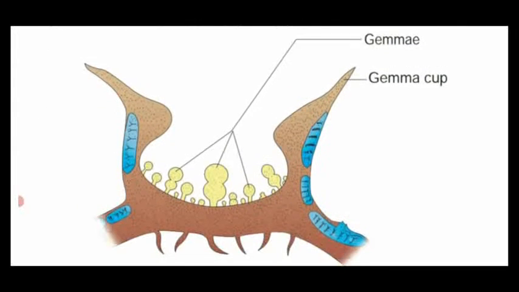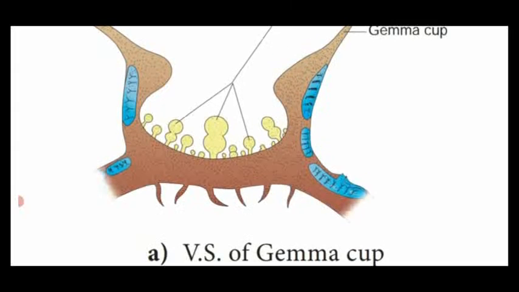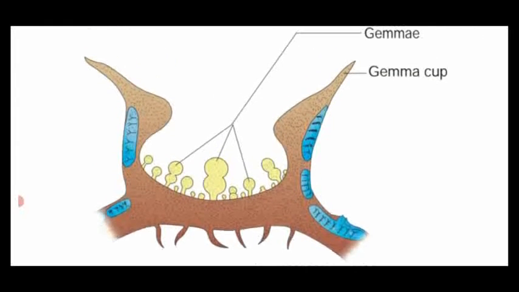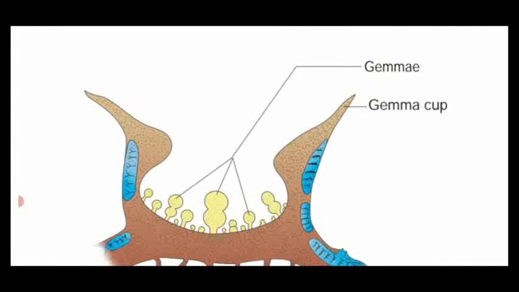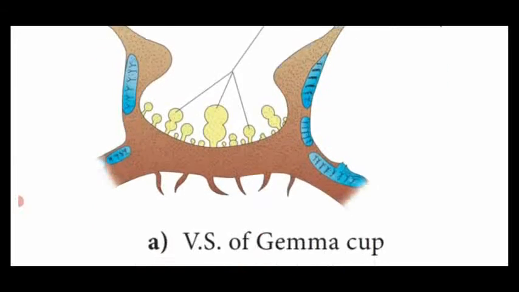Dear students, see the diagram. This is the vertical section of a gemma cup, showing the gemmae at the cavity region of the gemma cup. These gemmae afterwards develop into a new individual. If present in male thalli, they produce male plants. In female thalli, they produce female plants.